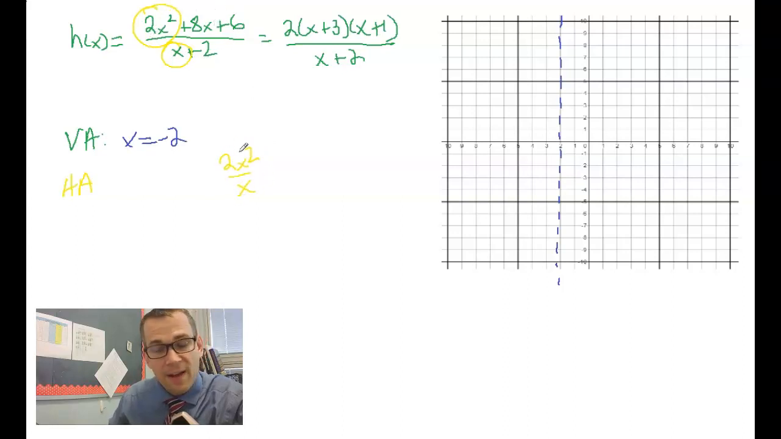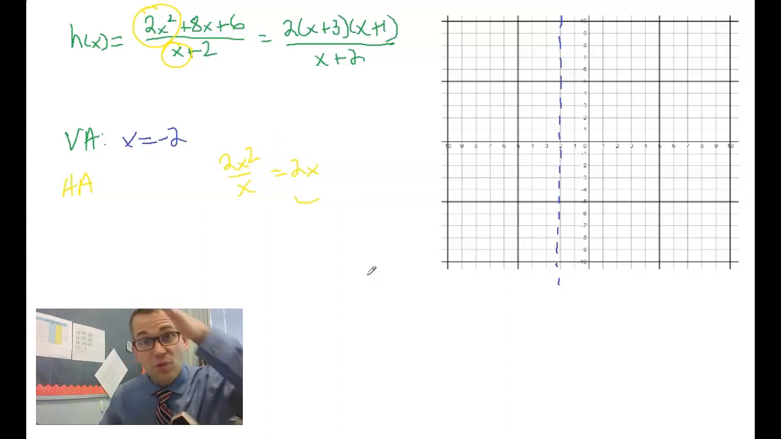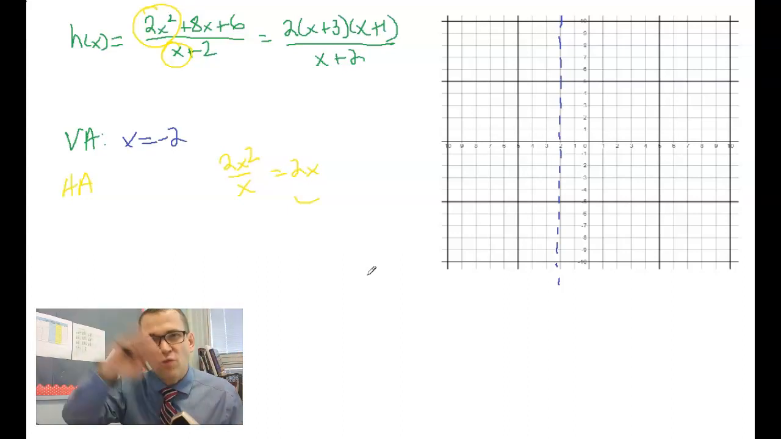This can be simplified to simply 2x, and the problem is, as x gets larger and larger, this also gets larger and larger. As it gets more and more negative, this gets more and more negative without bound, but it is linear. It's a straight line. It's like an mx plus b. So we want to figure out what that straight line is. We like straight lines. They're easy. So if we can, we're going to figure out what that straight line is.